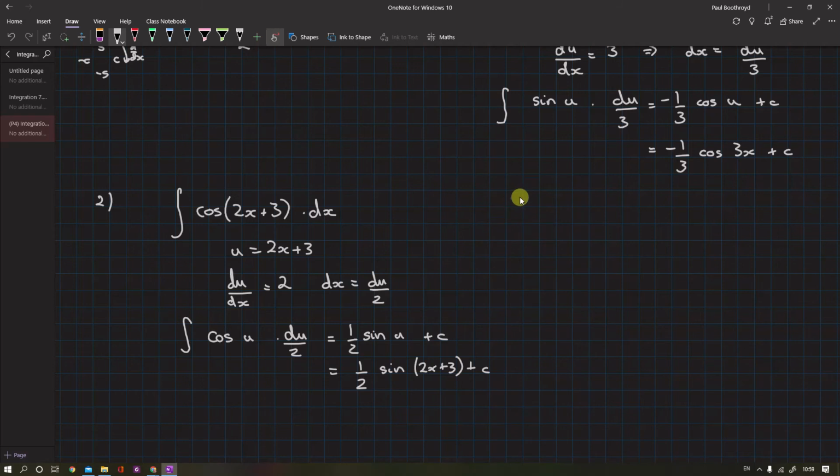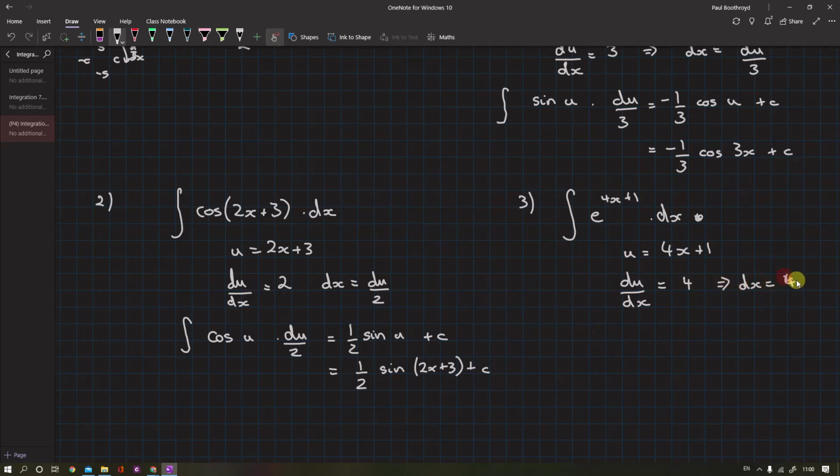Do a few more. Number 3: what's the integral of e to the 4x plus 1 with respect to x? We now say u is my 4x plus 1, and du dx, therefore, is going to be 4. So that leads me to dx equals a quarter of du.